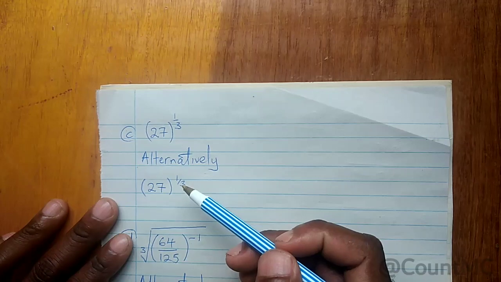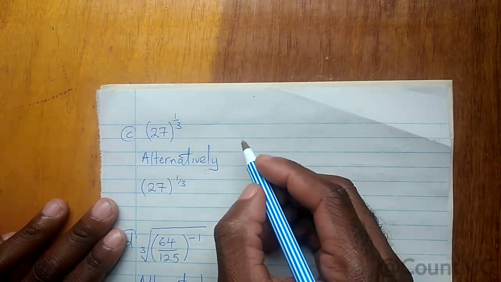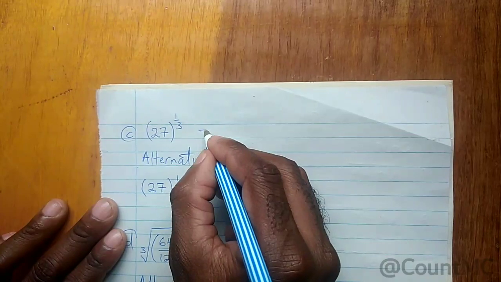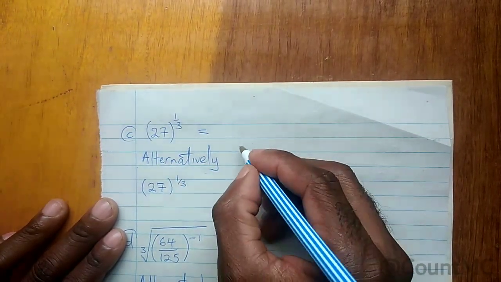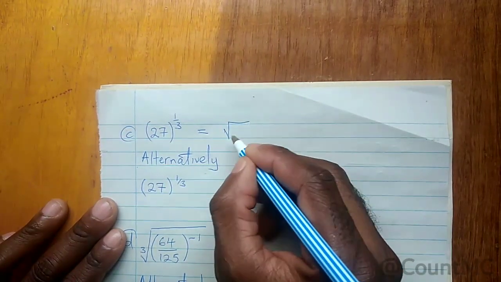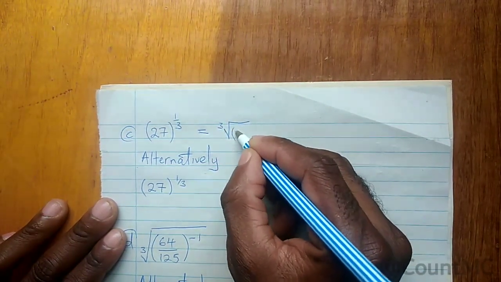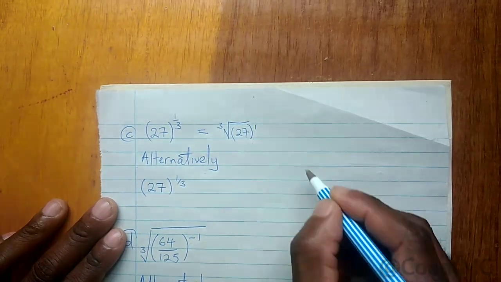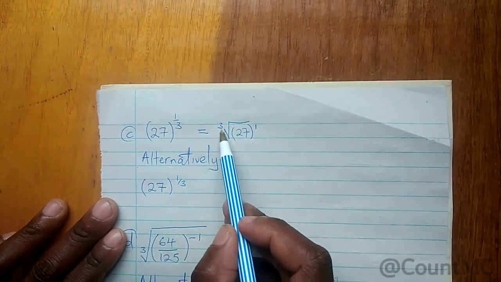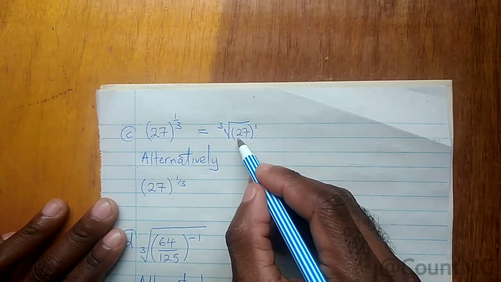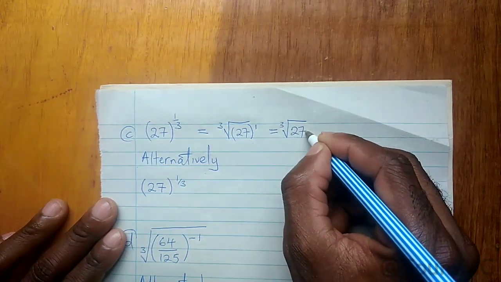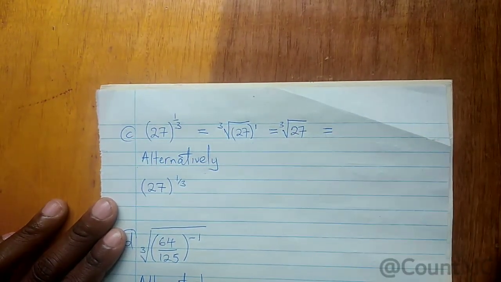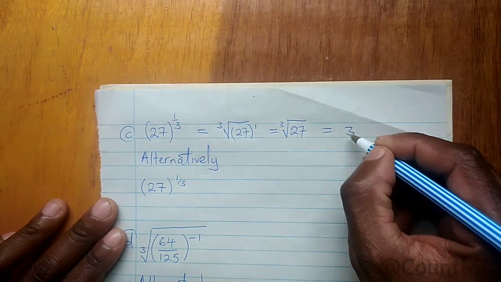So let's do 2 more examples. Now I want to do the cubed, not the square. So we said this is the power, this is the root. So this just means you are looking for the cube root of 27 to the power 1. 27 to the power 1 is still 27. So this just simplifies to cube root of 27. What's cube root of 27? A number that multiplies itself 3 times to get 27 is 3.